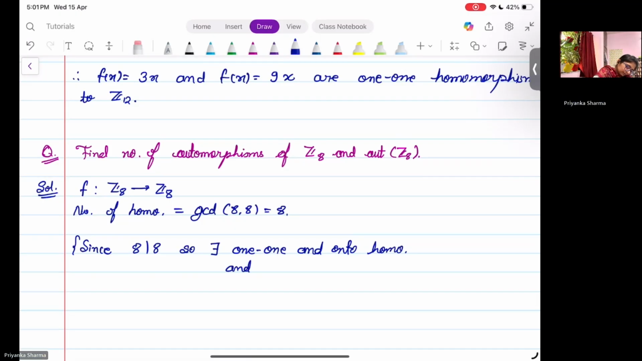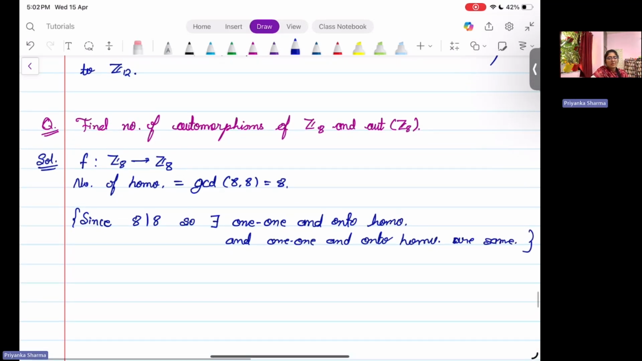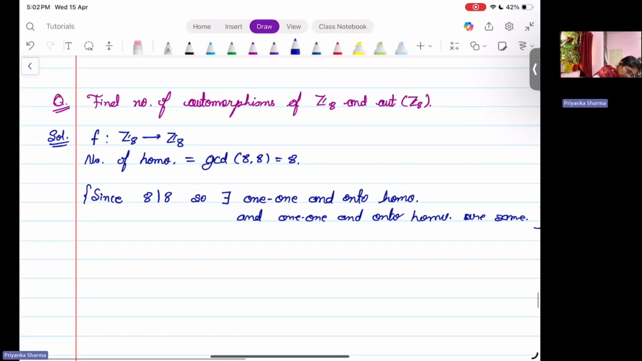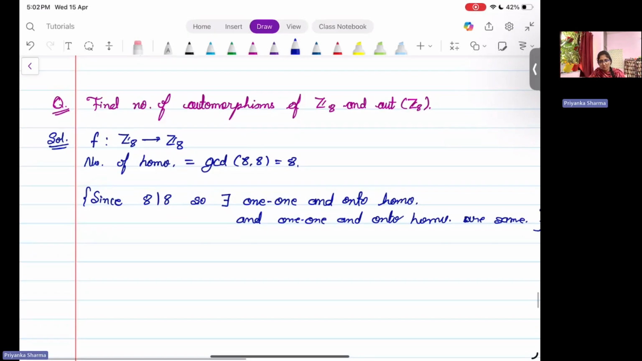And 1-1 and onto homomorphisms are the same. Okay. So this is about the existence of automorphism. Now, what is the number of 1-1 homomorphisms?